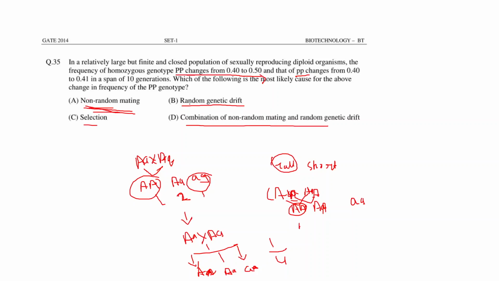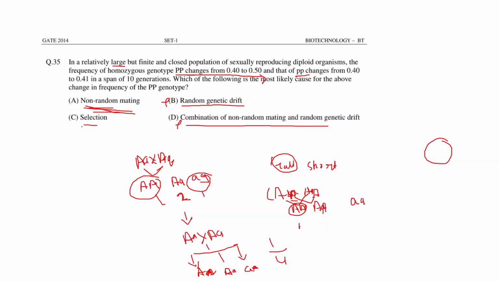The second one is random genetic drift. As I told you earlier, genetic drift only happens in a small population size, but here in the question it is mentioned that it is a large population size. So genetic drift won't affect this condition. It can't change the genetic frequency, so it also won't be the correct answer. The fourth option, a combination of non-random mating and random genetic drift, is also not possible because it is a combination of these two things.